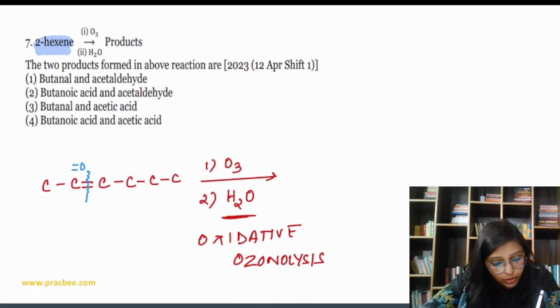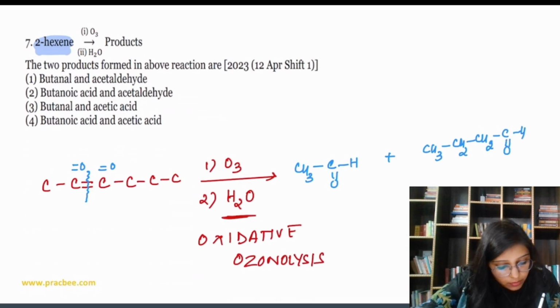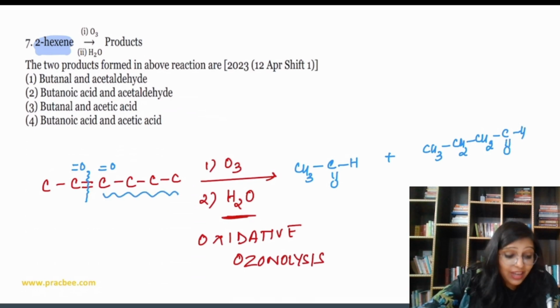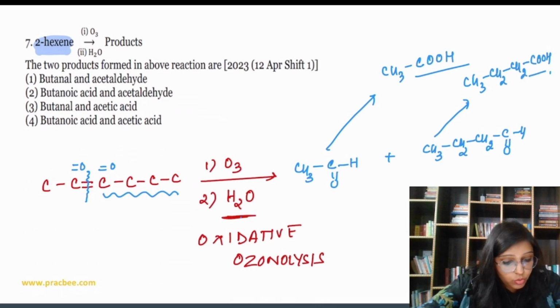Here put double bond O and here put double bond O with this carbon. So we get CH3C double bond OH. Then we get CH3CH2CH2C double bond OH, because it is 4 carbon, so a 4 carbon aldehyde, but we have water. So the aldehyde part is converted to carboxylic acid. So we get CH3COOH, a 2 carbon carboxylic acid, right? And here also a 4 carbon carboxylic acid, which is butanoic acid.